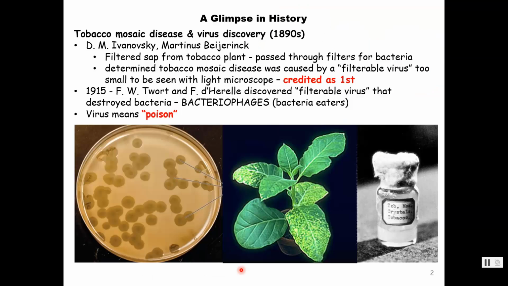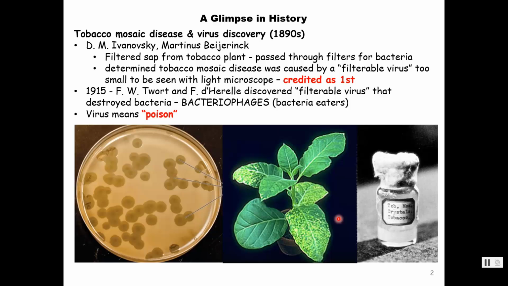As always, we start off with a glimpse in history, and the first virus that was ever discovered was the tobacco mosaic virus. This occurred in the 1890s, and there were two gentlemen credited with this. One is D.M. Ivanovsky, and he was studying the tobacco mosaic virus. When plants have this sort of speckled appearance, and this is true today for plant viruses, it shows up on their leaves. It was ruining tobacco crops, so there was a lot of study focused on that.